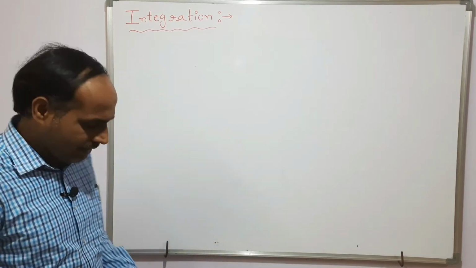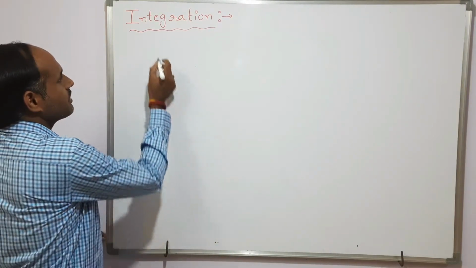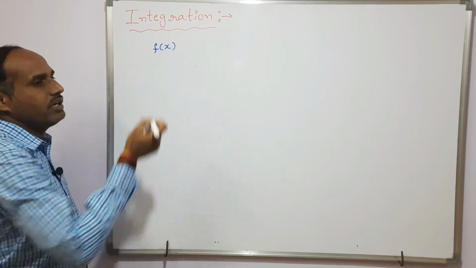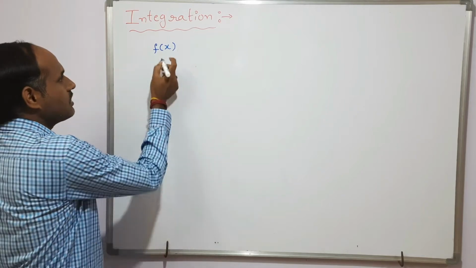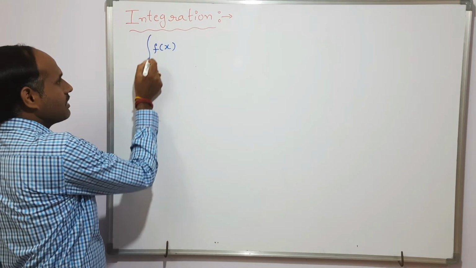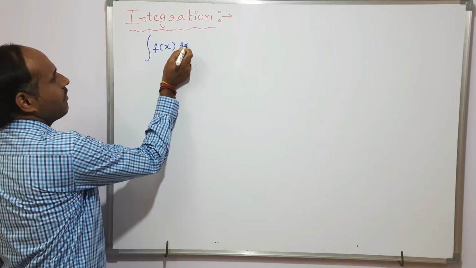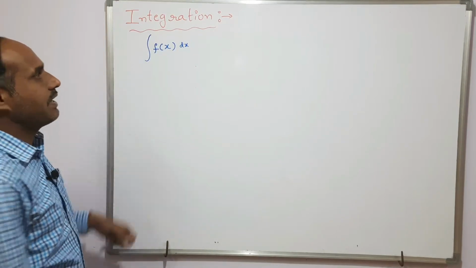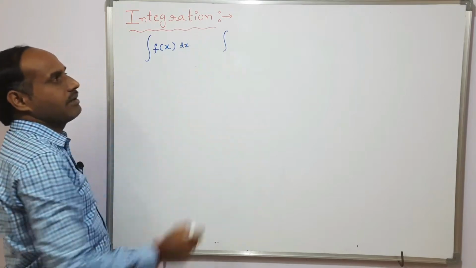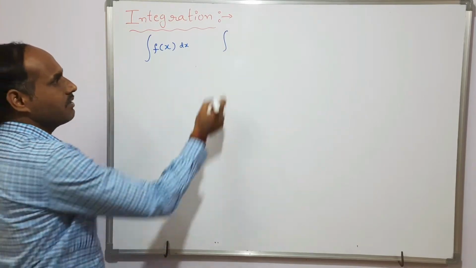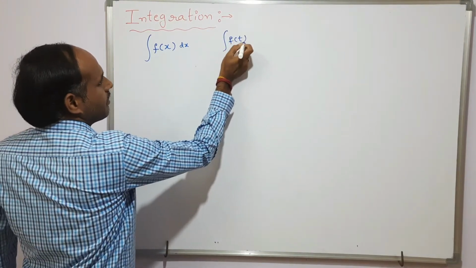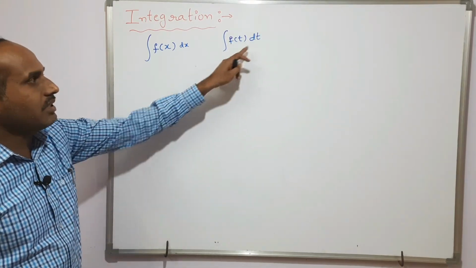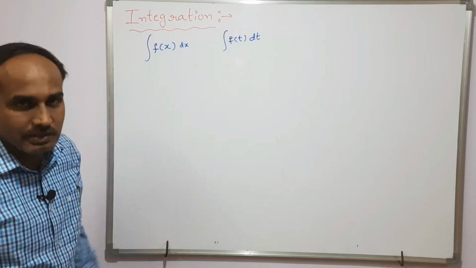So if you are taking any function f of x, and this function changes according to x, the total change of this function with respect to x is denoted by integral f of x dx. This elongated S is the symbol for integration. Similarly, we can write integral f of t dt, which means the function is in terms of t, and how it changes with time is denoted by this.